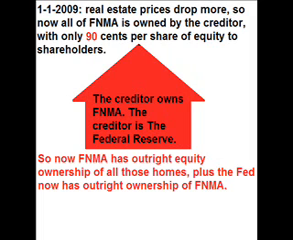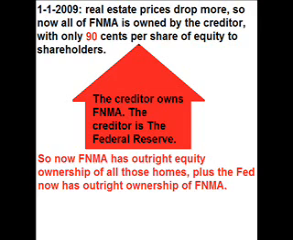Pretty much all of it's owned by the creditor. Look at that. And only maybe 90 cents per share of equity to the shareholders. That's a little tiny black dot up at the top. I don't know if you can see that. So the creditor owns Fannie Mae. Now who's the creditor? The creditor is the Federal Reserve. The Federal Reserve is another private company.